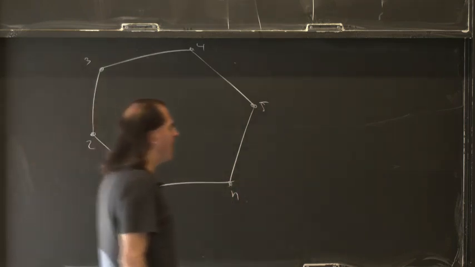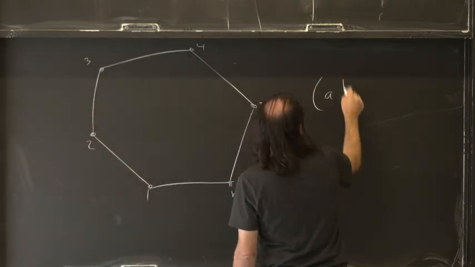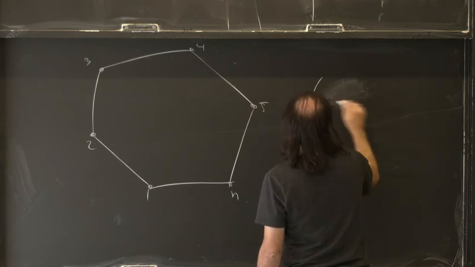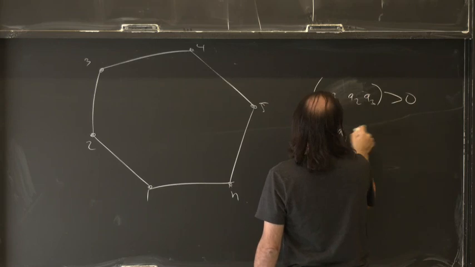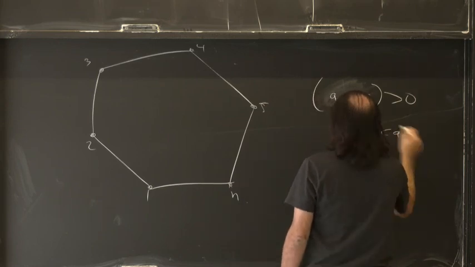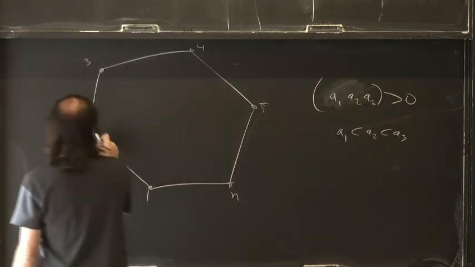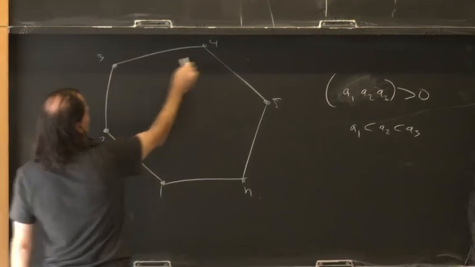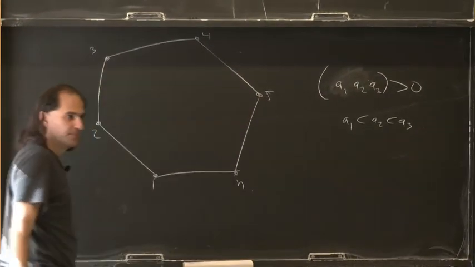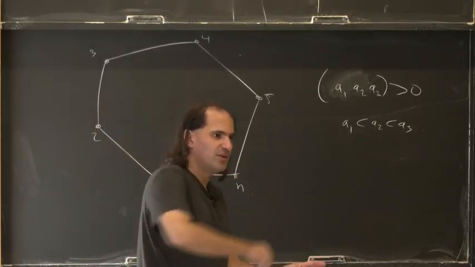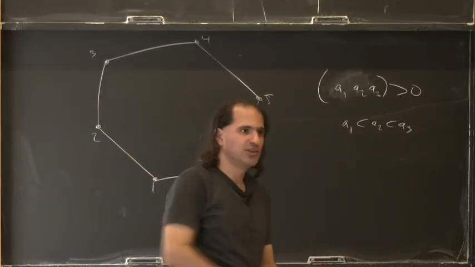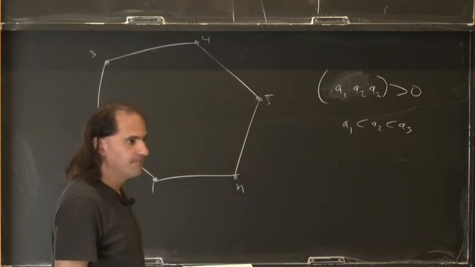Okay, asking for all the minors to be positive, all the A, B, C, for A1 less than A2 less than A3 is exactly asking for this polygon to be convex. Okay, so we have a convex polygon. So that's what we saw before, right? That just says that every triangle in this picture is oriented the same way. So I have to get a convex polygon.